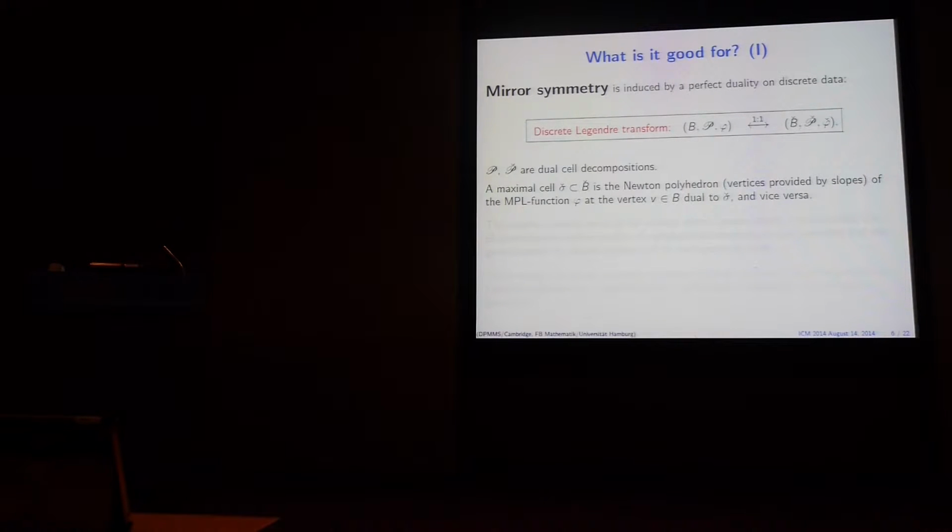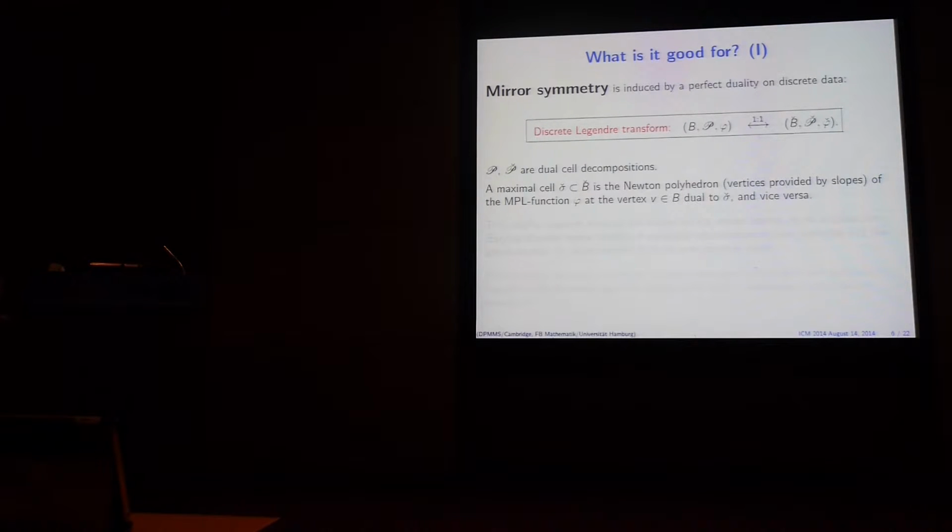Well, the maximal cell should be dual to a vertex in B. At a vertex, you have this convex PL function. You look at the representative of this PL function at the vertex, and you can look at the slopes in the dual space, vertices in the dual space. Take the convex hull of this. So this could be viewed as a Newton polyhedron of this PL function, and that will be the maximal cell in the dual complex.